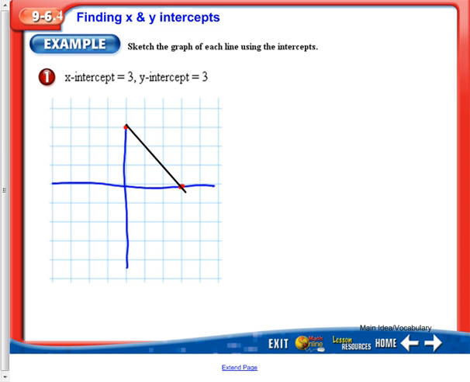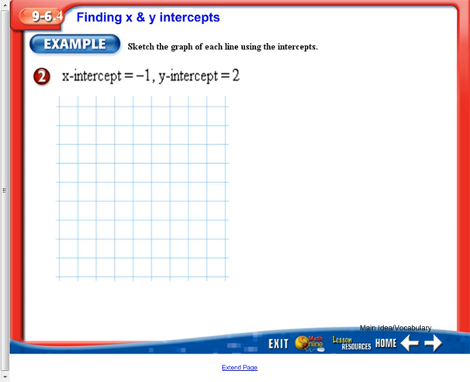So right now notice in the directions it says sketch the graph of each line using the intercepts. So that's all we're doing, just sketching. It didn't ask us to write an equation or anything like that. The x-intercept is where it crosses the x-axis. The y-intercept is where it crosses the y-axis. That's all you need to do.